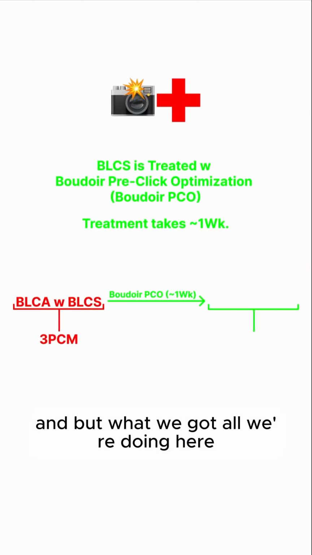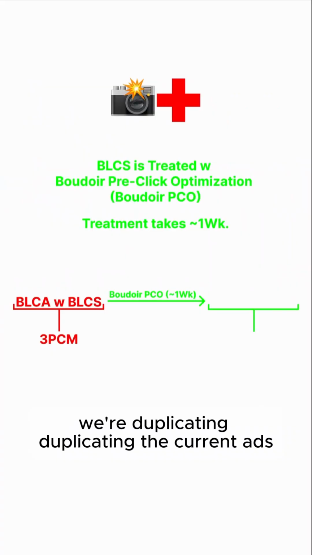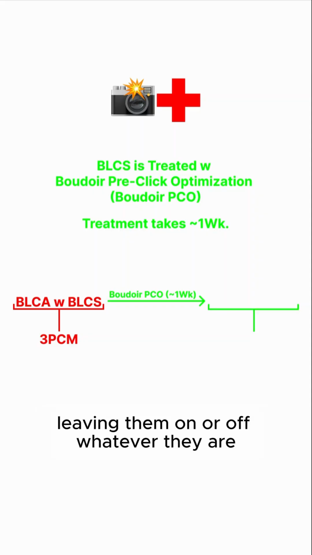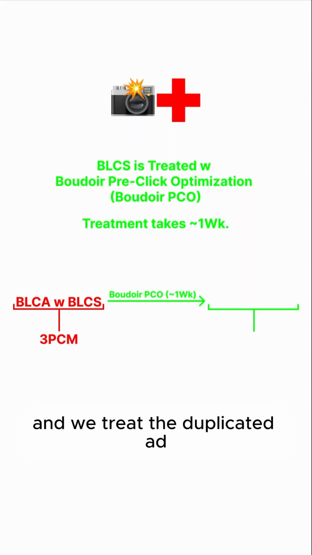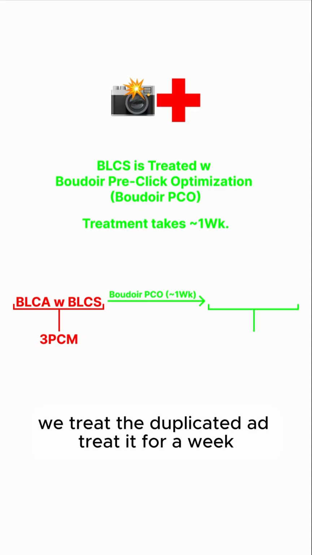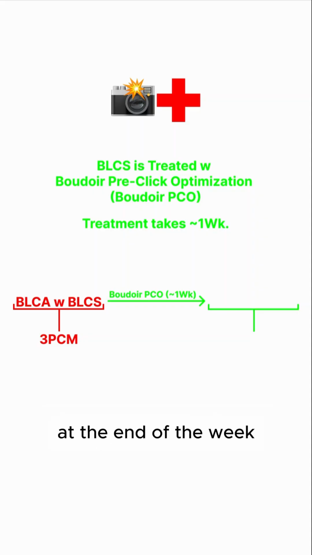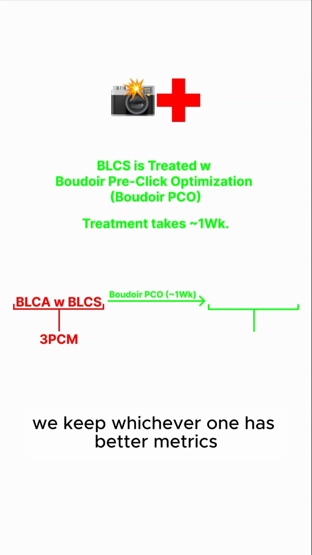And with Boudoir Pico, all we're doing is duplicating the current ads, leaving them on or off, whatever they are, and we treat the duplicated ad. So we don't touch the original, we treat the duplicated ad for a week. At the end of the week, we keep whichever one has better metrics.